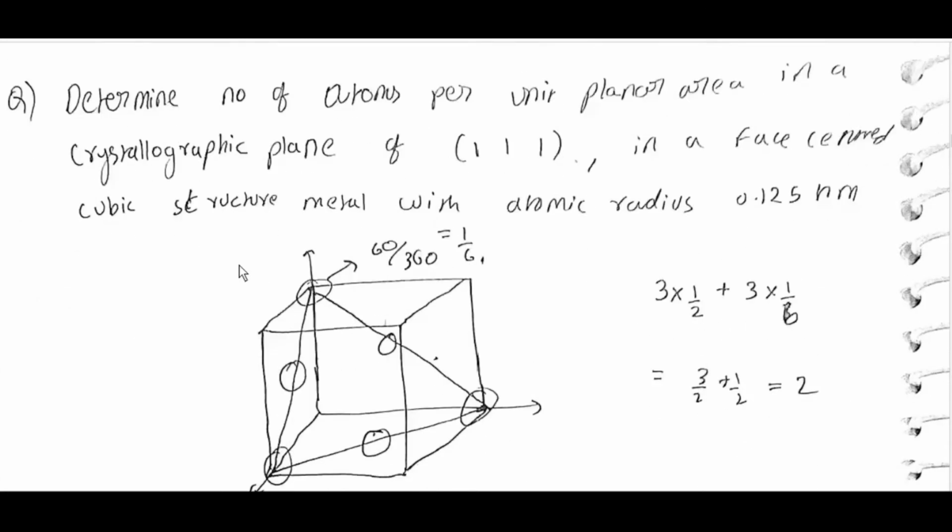Determine the number of atoms per unit planar area on the crystallographic plane (1 1 1) in a face-centered cubic structure metal with atomic radius 0.125 nanometers.